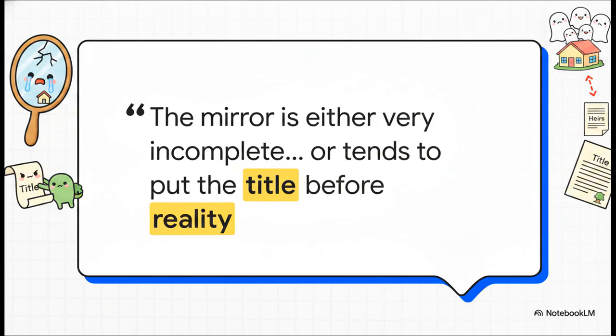Think about something like an unregistered inheritance. Say a registered owner passes away and the land legally goes to their heirs. Well, if that paper title isn't officially updated, suddenly the mirror is totally out of sync with what's actually happening on the ground. So the title isn't always a flawless reflection after all.